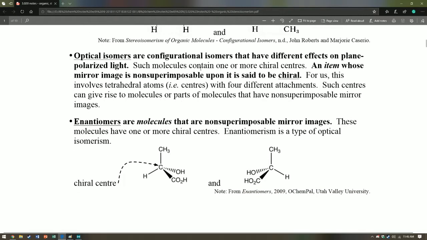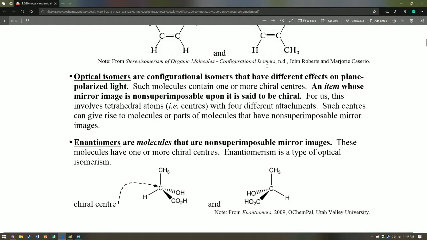Optical isomers are configurational isomers that have different effects on plane polarized light. Such molecules contain one or more chiral centers, and the definition of something chiral is a mirror image which is non-superimposable. Take for example your hands: they are considered chiral because they are mirror images of each other. However, you can't overlay those mirror images on top of each other because your thumb will end up where your pinky is, and your pinky where your thumb is. That's sort of what chiral is.